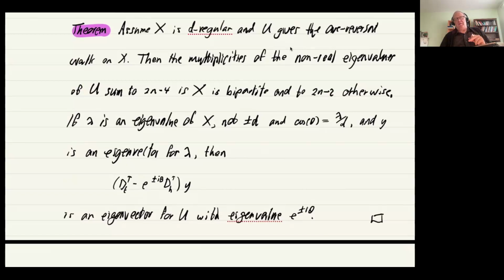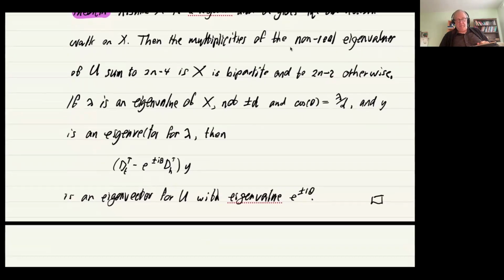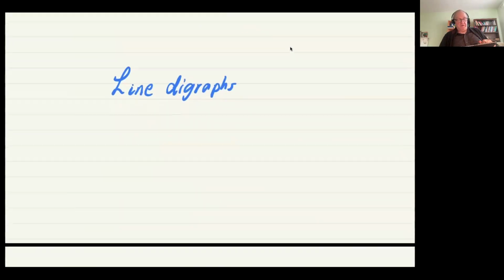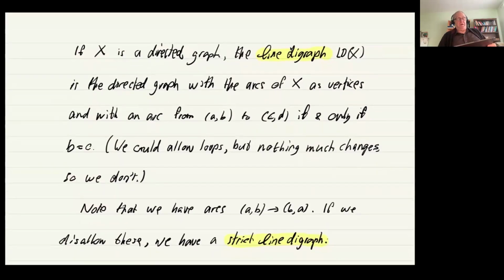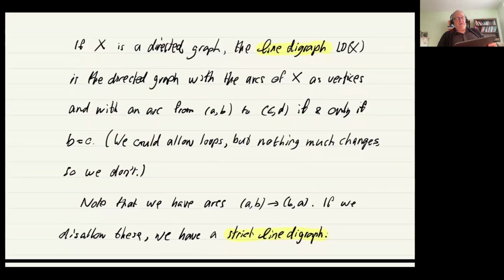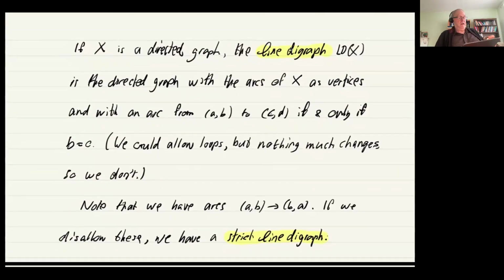Okay, I'll say a bit more in a second. But the point is we can get the eigenvalues and eigenvectors of the transition matrices for a wide variety of walks. I wanted the last 2 minutes to change directions a little bit, though not much. So I start with the definition. I'm going to start this time with a directed graph, and the line digraph, LD of X, is the directed graph with the arcs of X as its vertices and an arc from ab to cd if and only if b is equal to c.